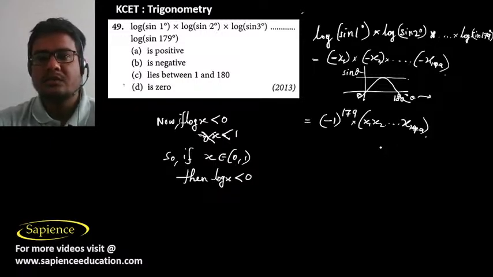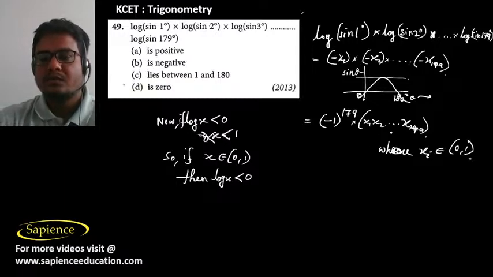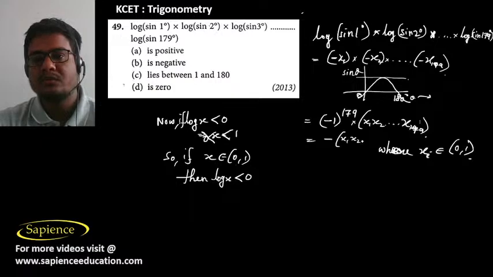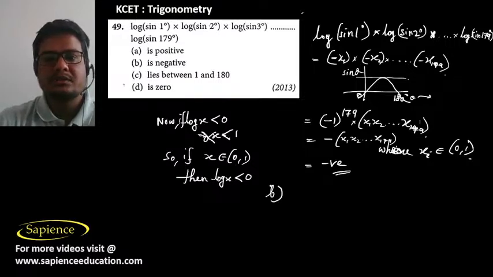where these xi are values between 0 and 1. So these are positive values only, but minus 1 raised to any odd number is negative. So it will be minus of x1 into x2 into x179. Therefore it is a negative value. So option B is the correct answer.